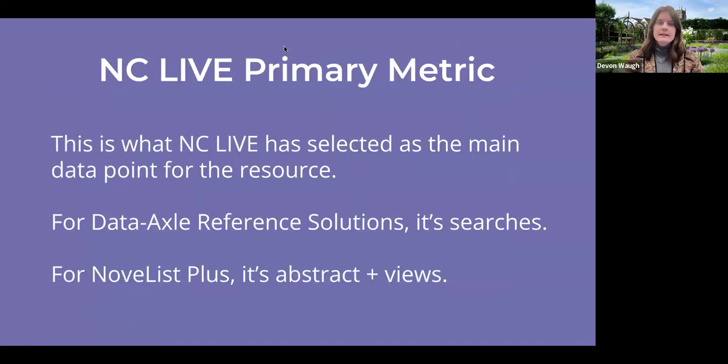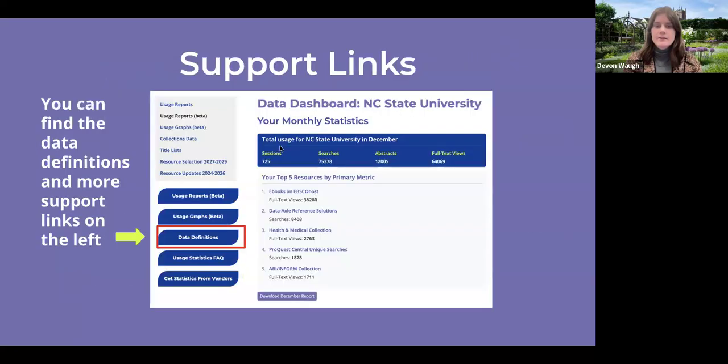So that NC Live primary metric, as I mentioned, is what we've selected as the data point to look at for the resource. For Data Axle Reference Solutions, it's going to be searches. And for Novelist Plus, it's the abstract plus views. The reason for that is those particular resources count the full text views differently than others do. And so this is why we've picked out from the data the ones that make a little bit more sense given the context of the resource.